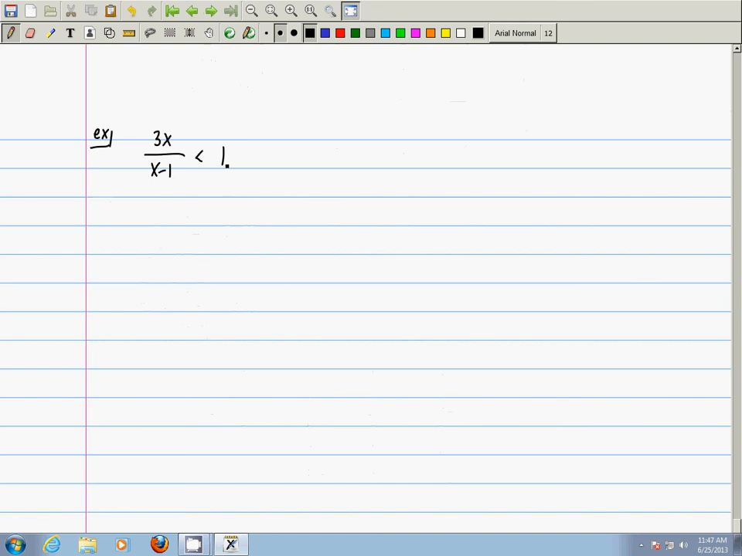Right? All of the things that we have done rely on there being a 0 on a side. If there is not a 0 on one of the sides, then all of the things that we said today about inequalities is not true.